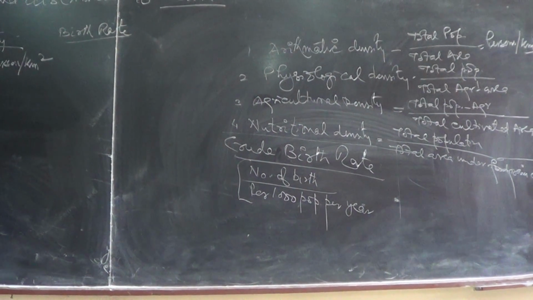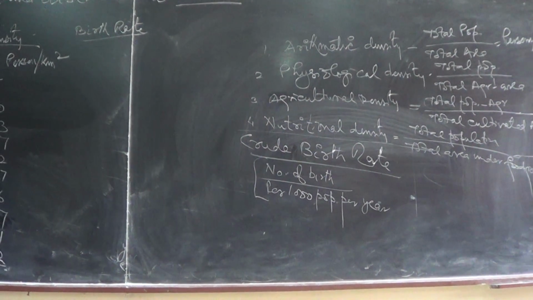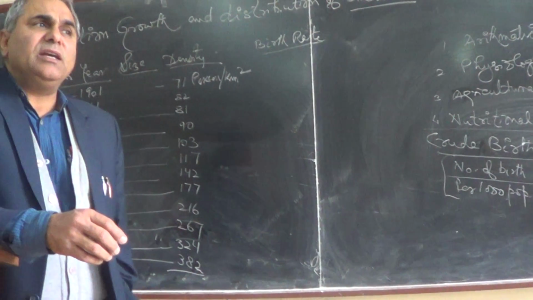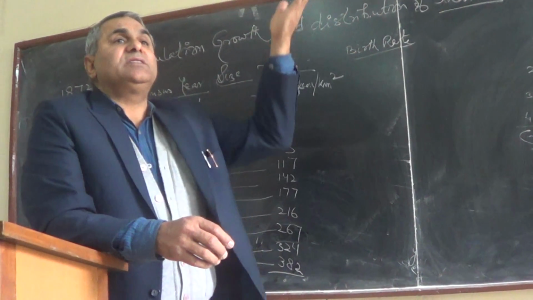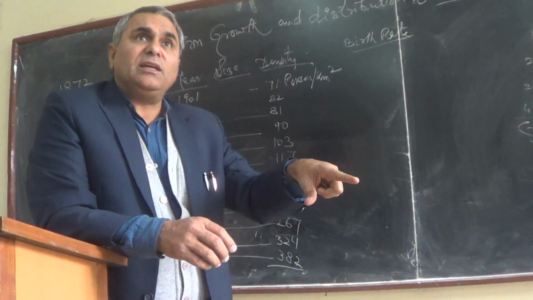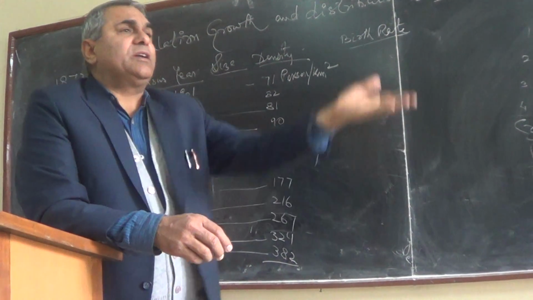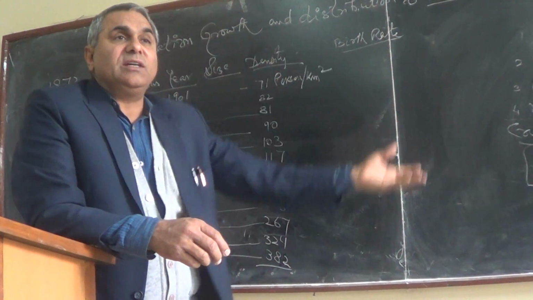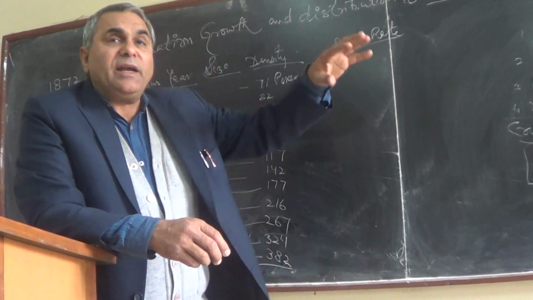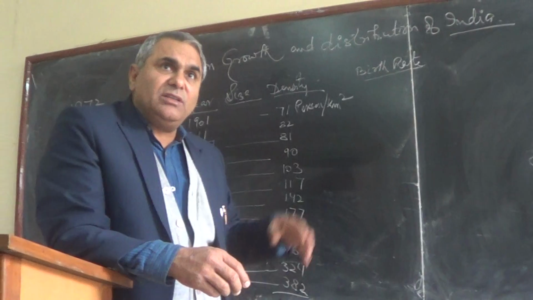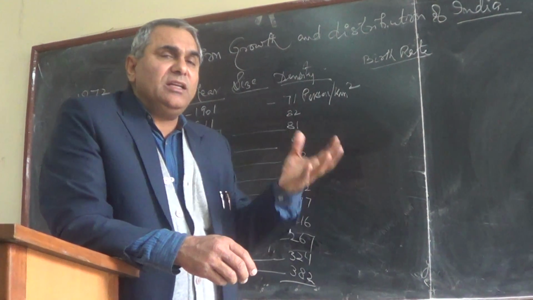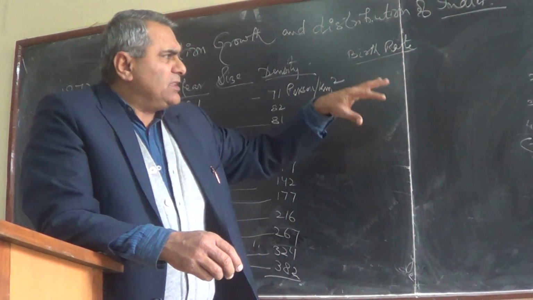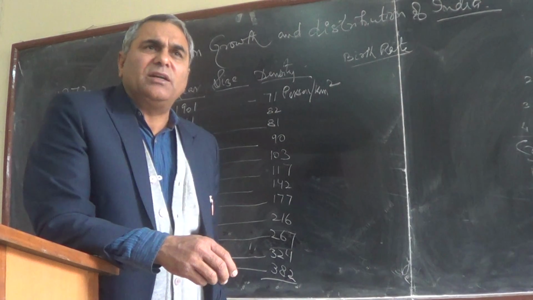Crude birth rate is a very vague terminology. In urban areas it is very low, in rural areas it is very high. Within urban areas, in the slum areas crude birth rate is very high, and it is very low in the posh colonies where educated people live. The planned colonies in Delhi have a low crude birth rate, and illegal unauthorized colonies and slums have a high crude birth rate. So this is the overall average birth rate.